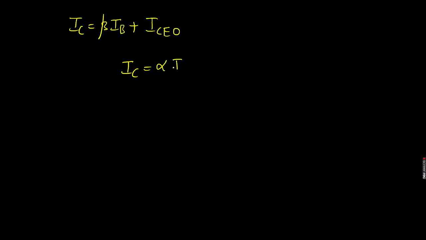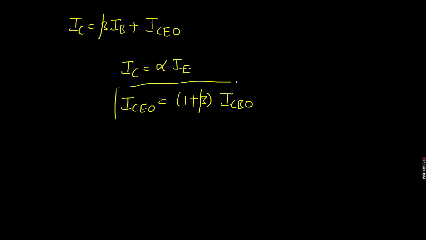Alpha times IE. Just now we saw, right? IC can be defined as alpha times IE. Similarly, if I define the value of ICEO, the collector to emitter leakage current, that will become approximately 1 plus beta times ICBO, the collector to base leakage current. That is the relation between collector to emitter leakage current and collector to base leakage current.